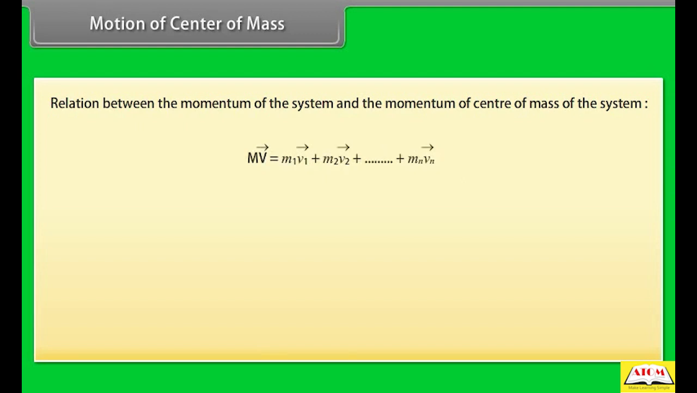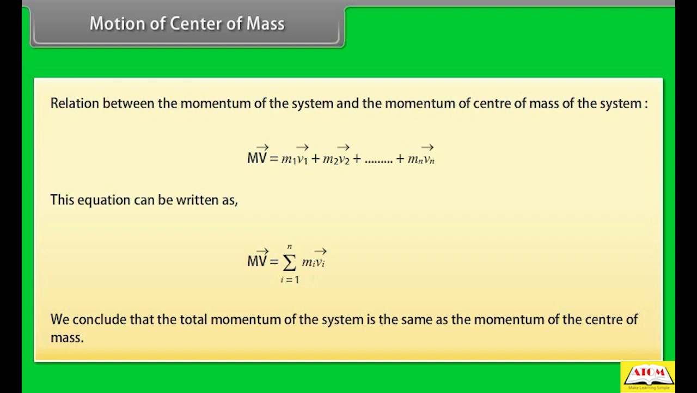mv vector is equal to m1v1 vector plus m2v2 vector plus so on till mnvn vector. This equation can be written as mv vector is equal to summation from i is equal to 1 to n of the product of mi and vi vector. We conclude that the total momentum of the system is the same as the momentum of the center of mass.